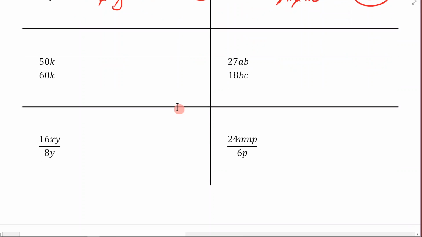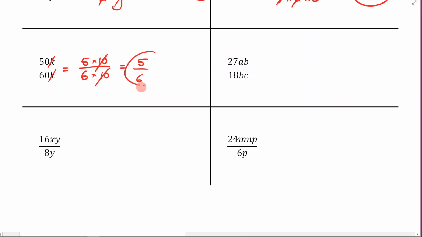Let's keep on going here. You might, looking at this, immediately just want to get rid of those K's. Just get rid of them. And then we can say, I'm just left with 50 and 60. Well, 50 is the same thing as 5 times 10. 60 is the same thing as 6 times 10. Those 10s go away, which is going to leave me with 5 over 6.